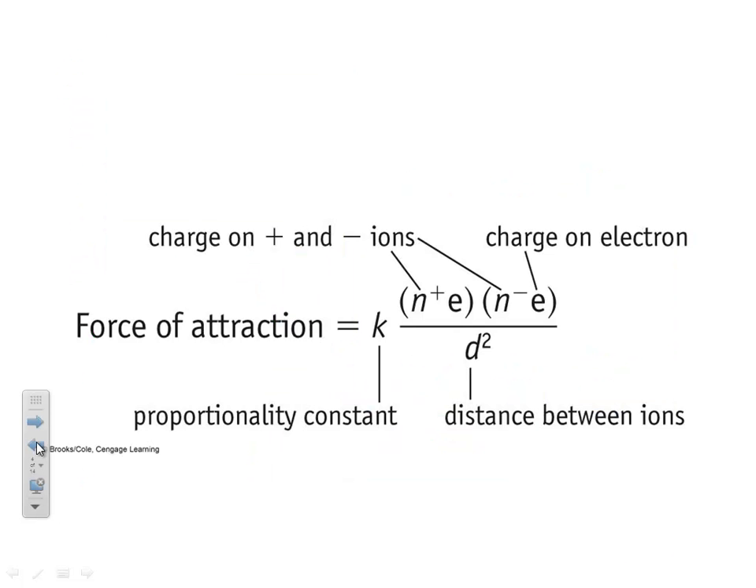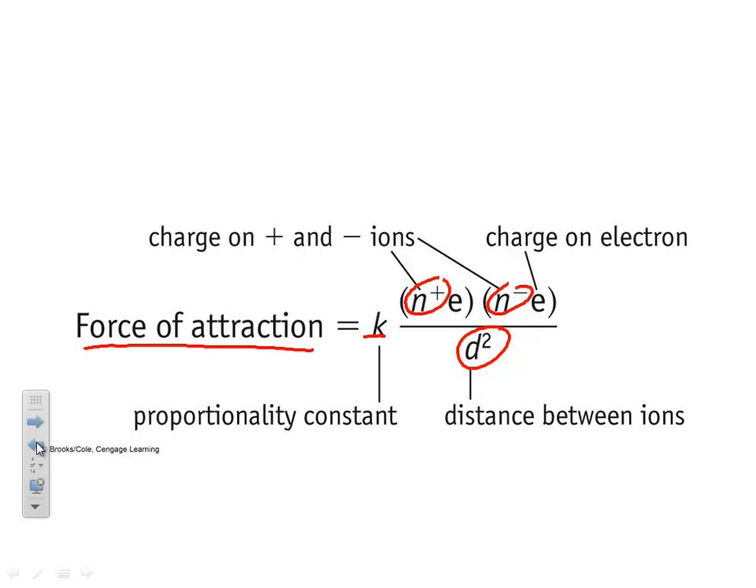Here's Coulomb's law, just a little refresher from Chapter 3. If you look at Coulomb's law, it expresses how the force of attraction between two ions, the cation and the anion, has to do with the charge of the ions and the distance between them. And then K, of course, is just a constant.